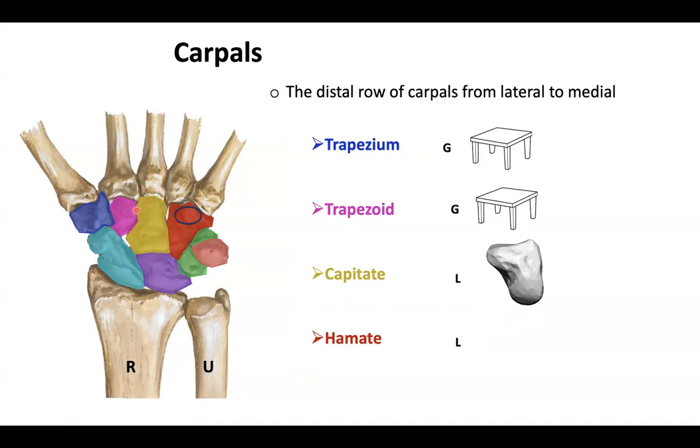And the last one is hamate. Hamate is from hamulus, a Latin word which means little hook. This bone has a hook, that's why it's known as hamate. So in the distal row, we have trapezium, trapezoid, capitate, and hamate. As you see, the distal row articulates with the bases of the metacarpals. The proximal row articulates with the radius, and they form the wrist joint. The distal row articulates with the metacarpals, and they form the carpometacarpal joint.